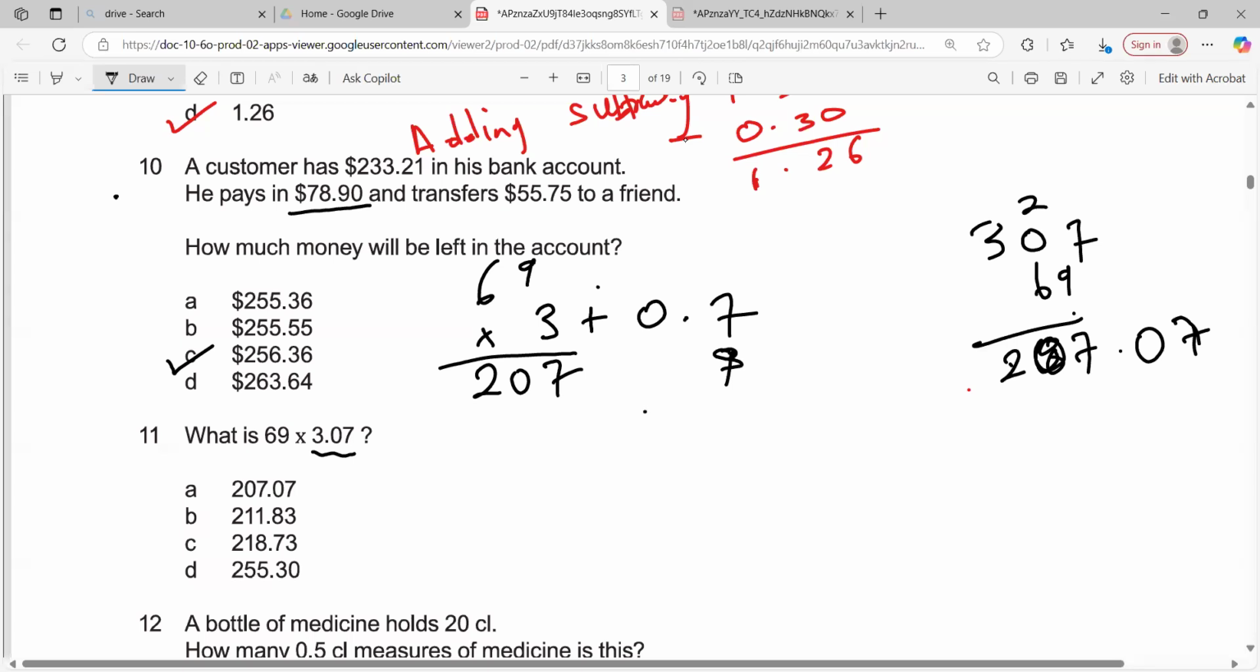Yes, sir. That's what I said. Now we're going to add 207 plus 4.83, which is 211.83. So 69 times 3.07 is 211.83.